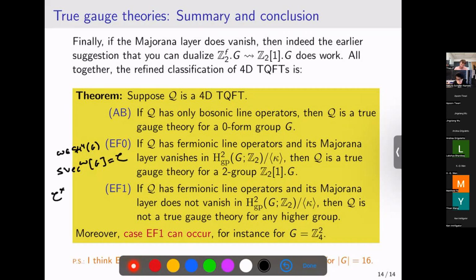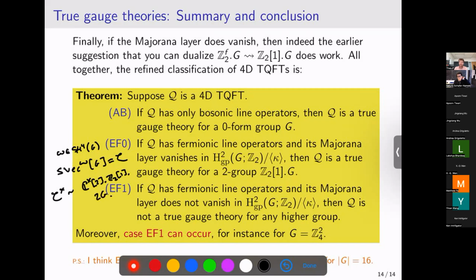The invertible subcategory of this is something of the following shape. There's a C cross in degree 2, just the scalars. There's a Z2 in degree 1, just the invisible fermion. And there's a double cover of G, some sort of double cover 2G, in degree 0.